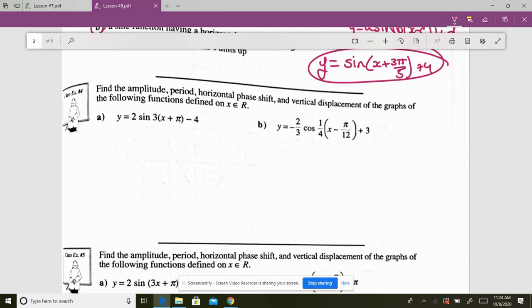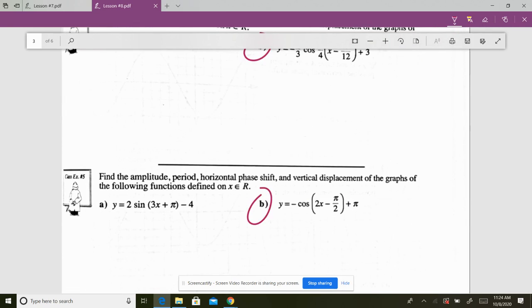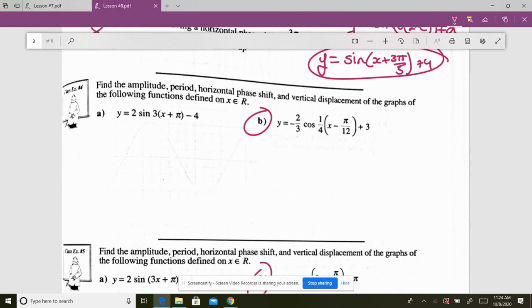Let's do B, and we'll do B in both these. We have to figure out amplitude, period, horizontal phase shift, vertical displacement of all these. So, and then tell me what we've done. So, A, B, C, and D.